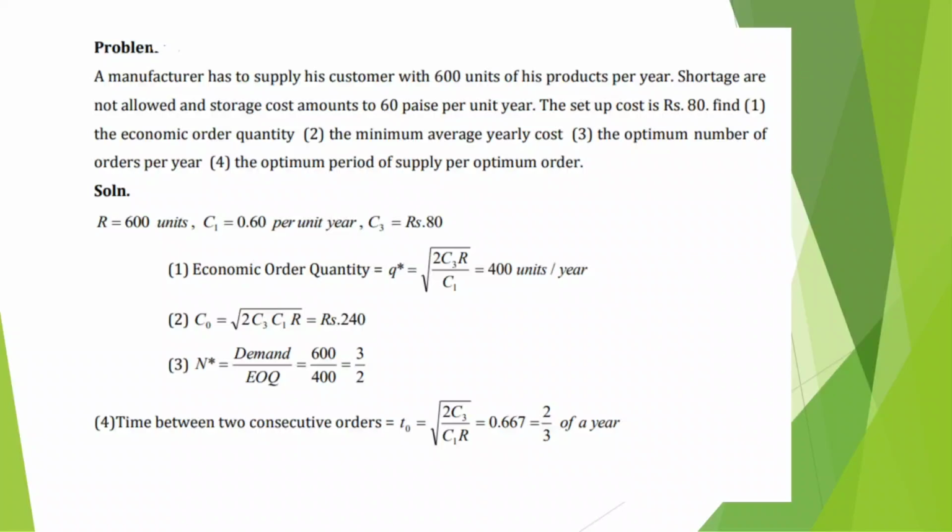Second one, the minimum average yearly cost, that is C0 formula is root of 2 C3 C1R. By substituting the values we have C0 value is 240. Third one is to find the optimum number of orders, that is N value is demand by EOQ which is equal to 3 by 2. Next, last one is optimum period of supply, that is time between two consecutive orders. That means T0 is root of 2C3 divided by C1R. We have T0 value is 2 by 3 of a year.